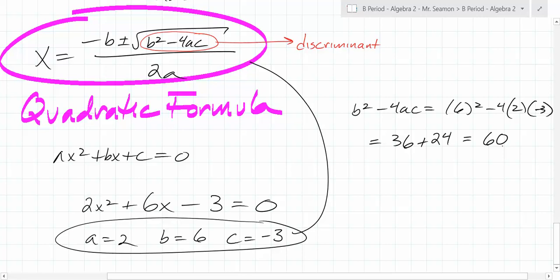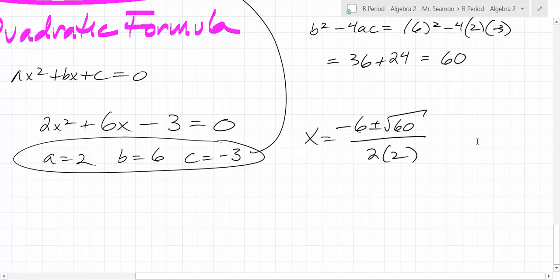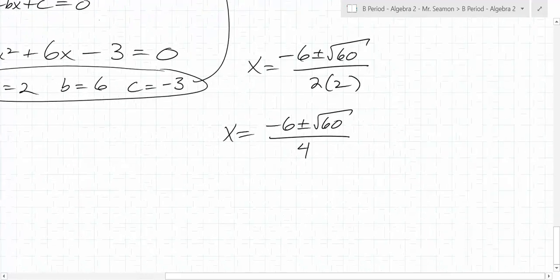So what is x going to equal here? Negative b, negative 6, plus or minus the square root of 60, all over 2 times 2. That right there is the answer, but is it simplified? No. You have x is equal to negative 6 plus or minus the square root of 60 all over 4. Are you done yet? No.